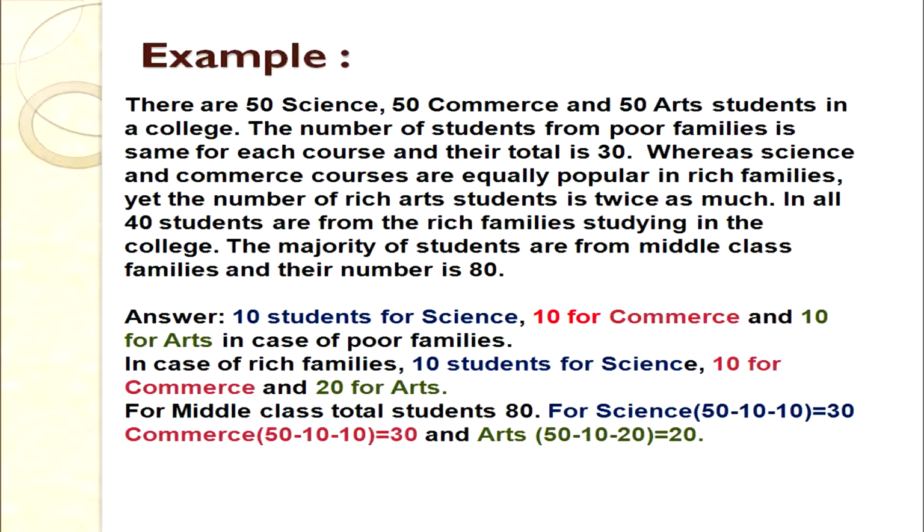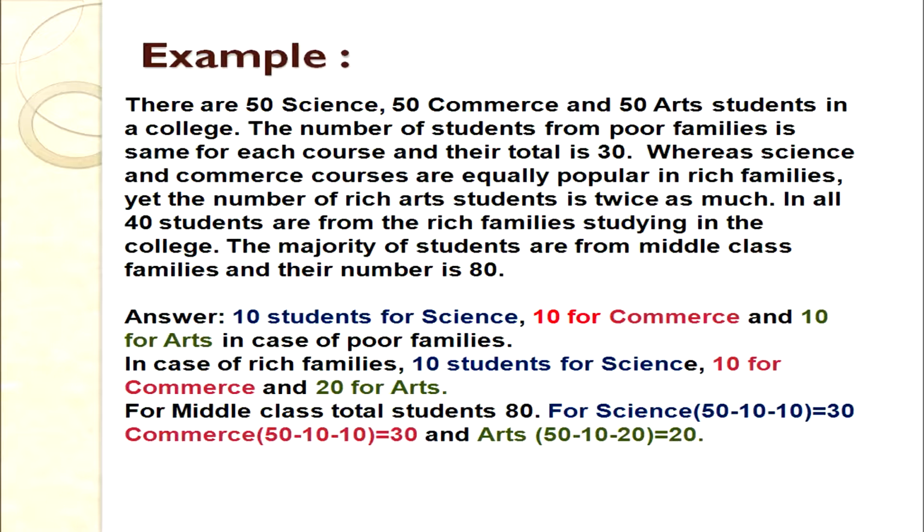So, very first thing, when I read the first line, it becomes very clear that we are talking about streams of education, science, commerce, art, and they have given us the total number of students. The number of students from poor families is same for each course and their total is 30. Now, the next information is that they are telling us the number of students from poor families is 30. So, total students have been given.